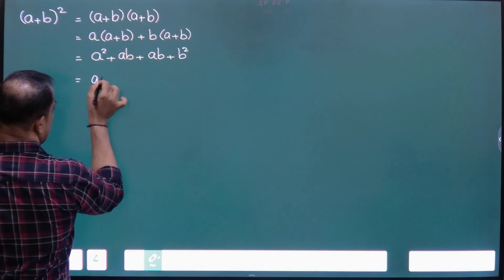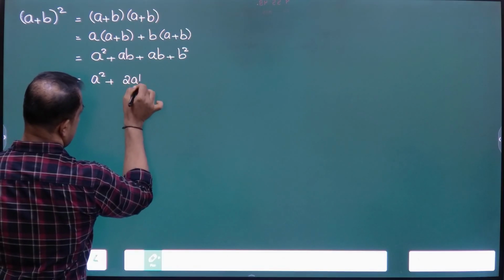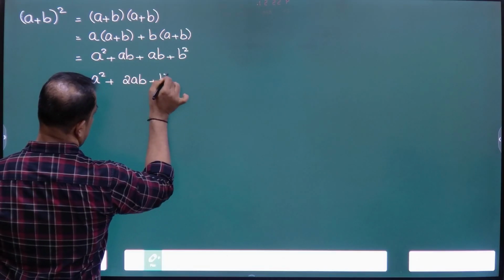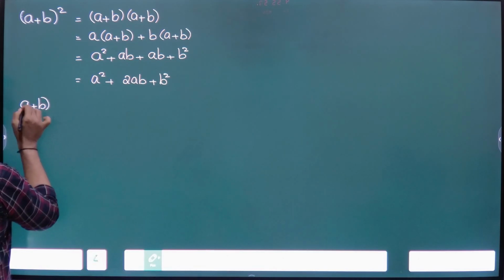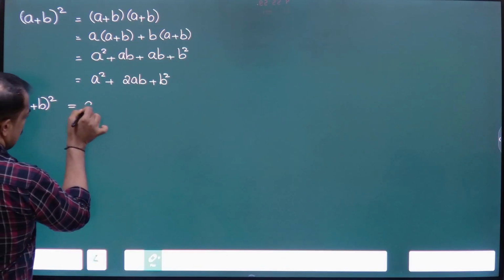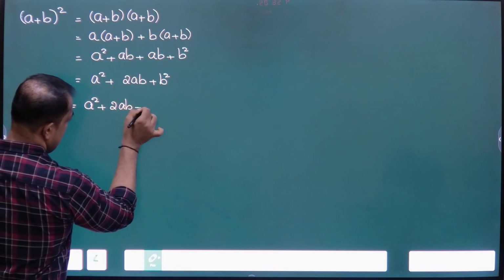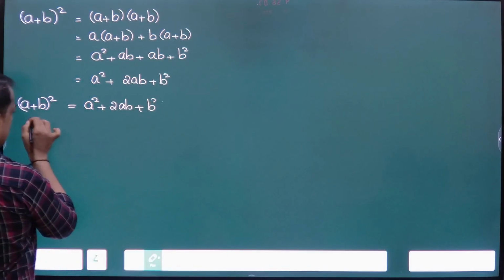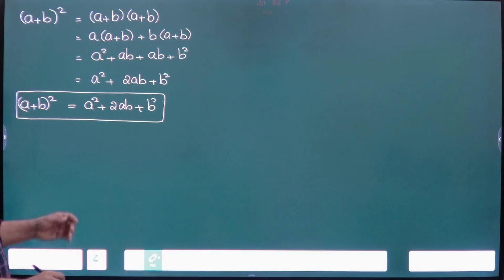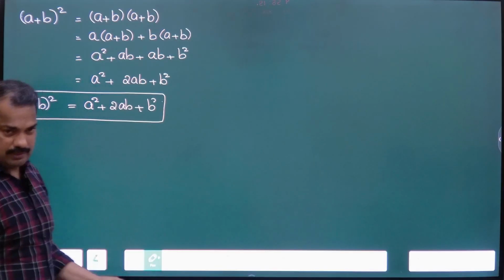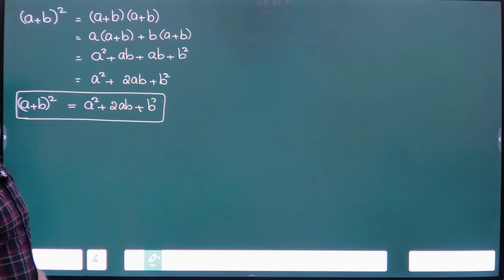It is A square plus AB plus AB, 2AB, plus B square. The first identity, A plus B whole square is equal to A square plus 2AB plus B square. Clear identity? This is, we can prove by algebraically. Okay? This is algebra method. Okay? A plus B into A plus B, apply distributive.